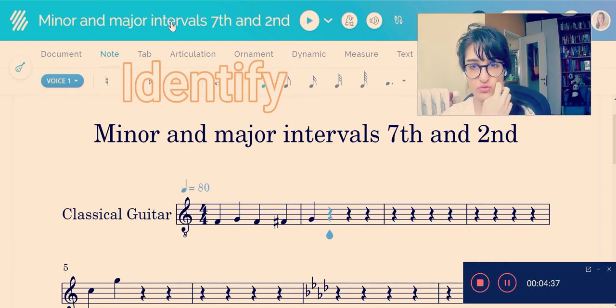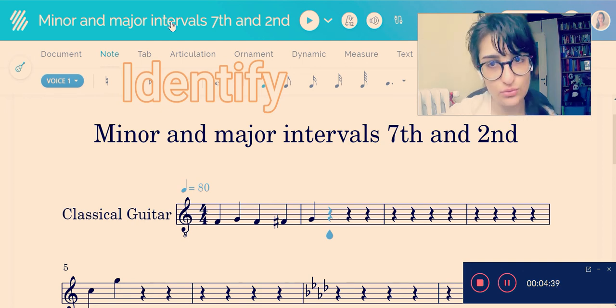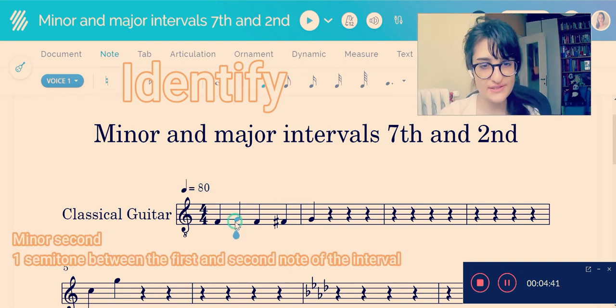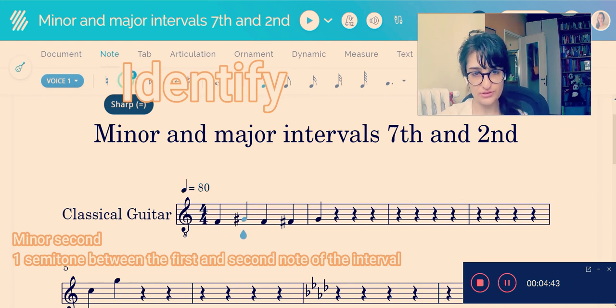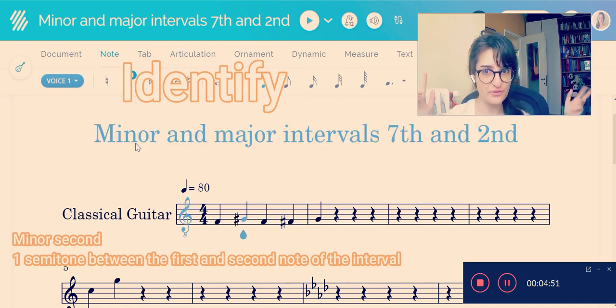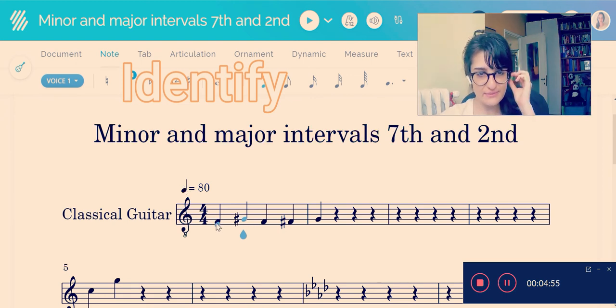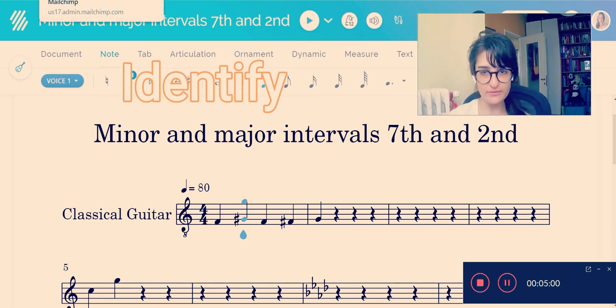If we need to identify a minor second, then we need to have one semitone between the two notes. Oh, by the way, I didn't say that it's a second because we count 1, 2, but I guess that's easier than counting 1, 2, 3, 4, 5, 6, 7. But just to clarify, one semitone between the first and the second note, and we have a minor. One tone, and we have a major.